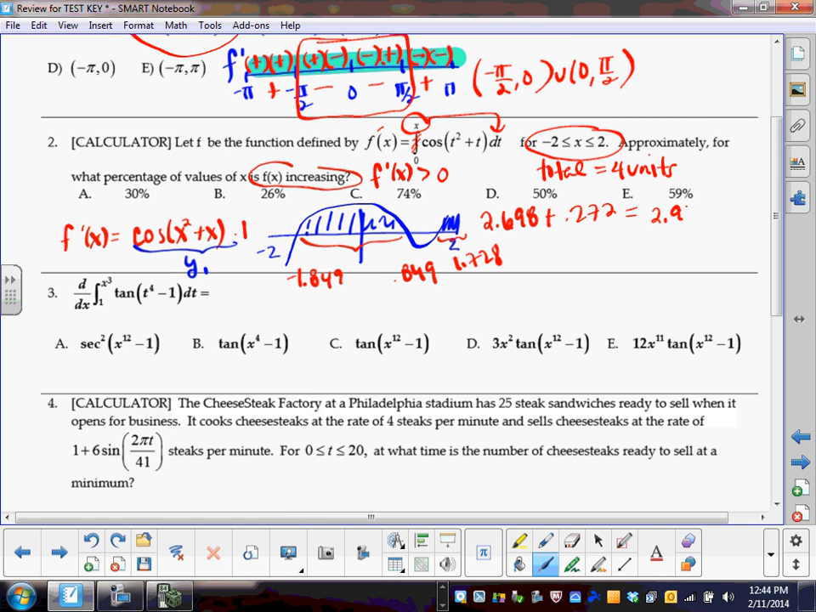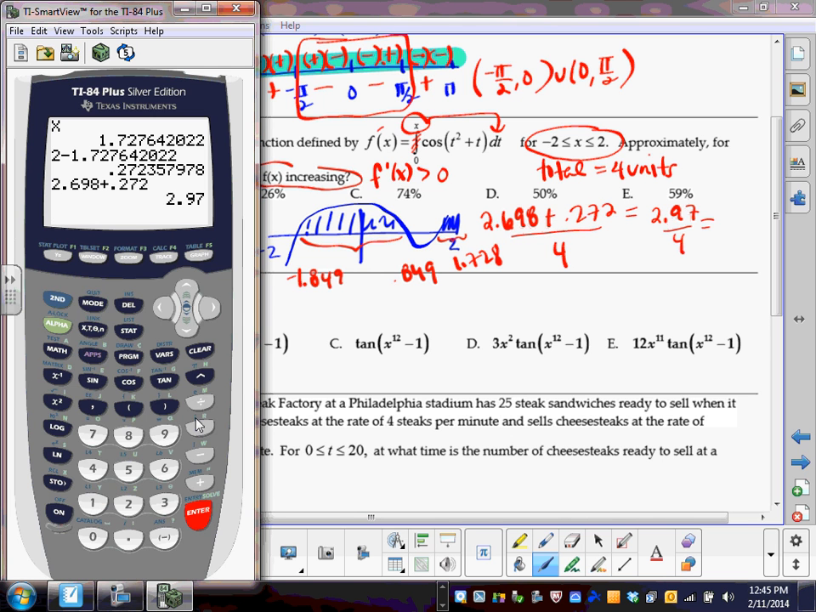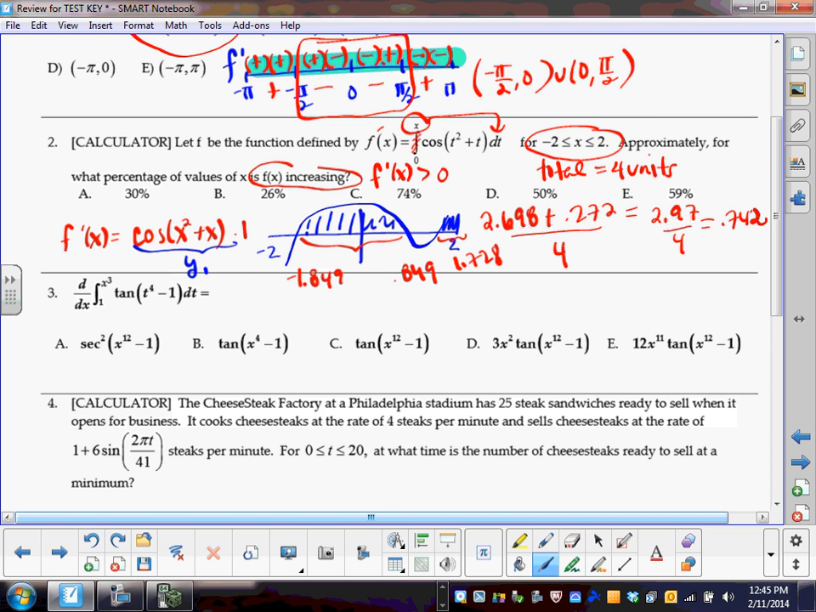So 2.97 out of a total width of 4, or 0.7425. So approximately 74%.